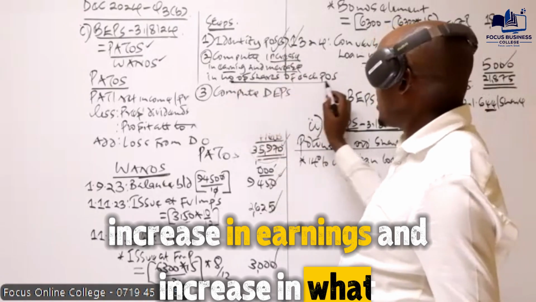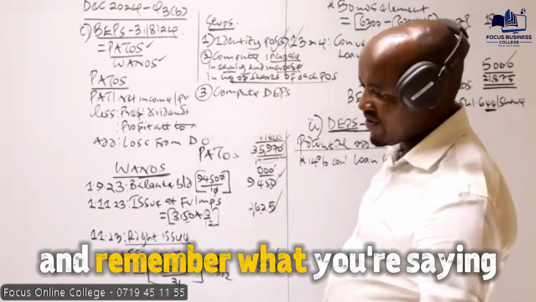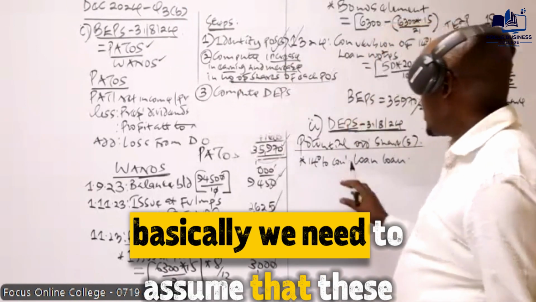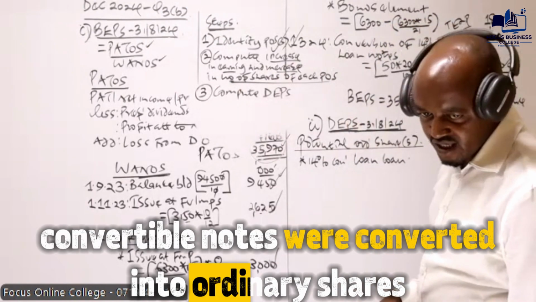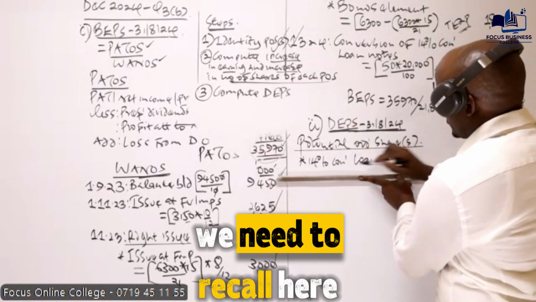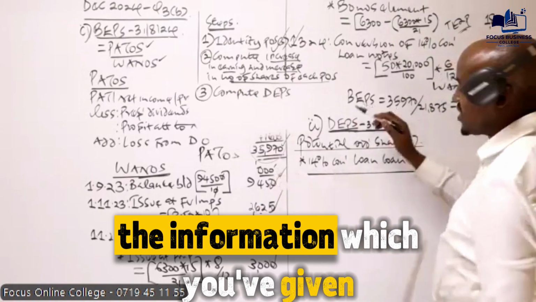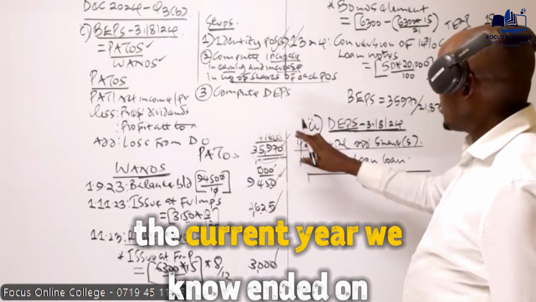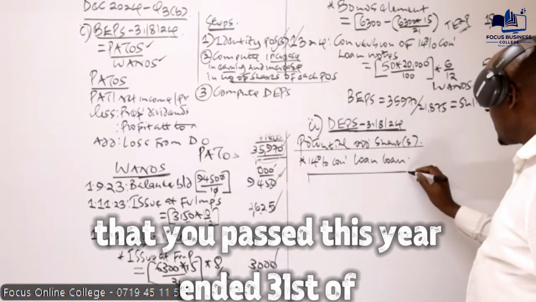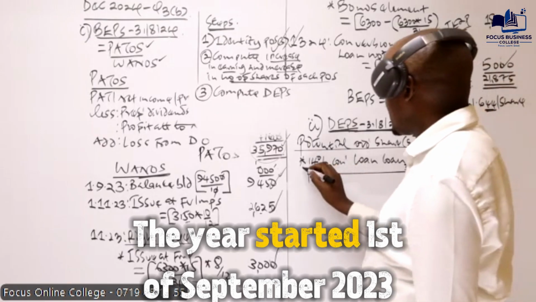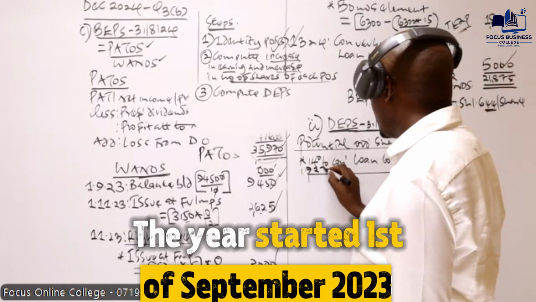and the increase in the number of ordinary shares. For us to be able to compute that, we need to assume that these convertible notes were converted into ordinary shares during the current year. But there is some information we need to recall here, given specifically in note number 4. The current year ended on 31st of August 2024, and the year started on 1st of September 2023.